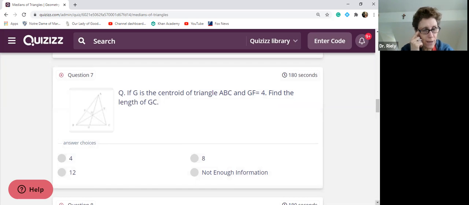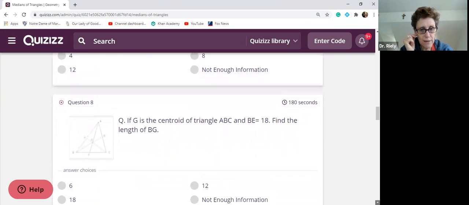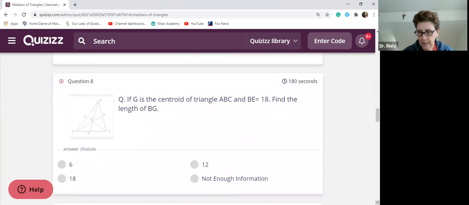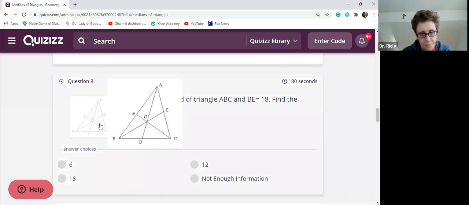Okay, we're halfway done, just about. Here's question number 8. If G is the centroid of triangle ABC and BE equals 18, they want us to find BG. I wrote that down for myself before I looked at the picture. Now let's look at the picture. BE is a median coming out of the angle B and going to the midpoint E. If they tell me that BE is 18, BG is the bigger section.